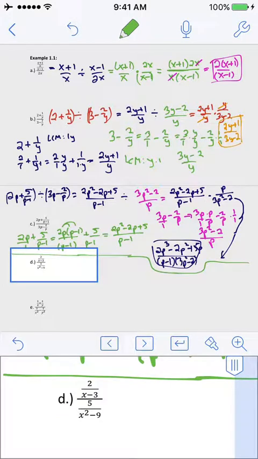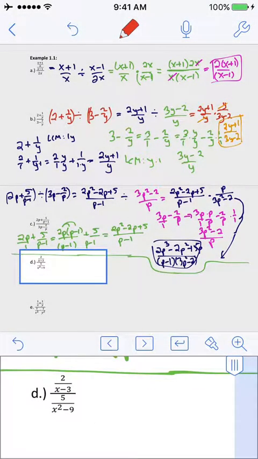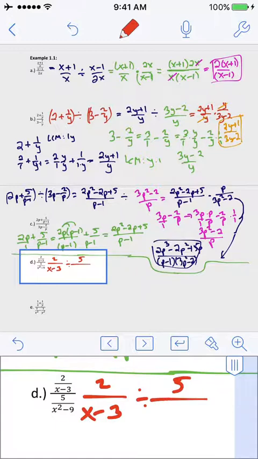Here we go. So I have this complex fraction. I'm going to rewrite it as a division problem: 2 over x minus 3 divided by 5 over x squared minus 9. Remember, I've actually done nothing. I've just rewritten it as a division problem instead of a complex fraction. It's the only thing I've done.